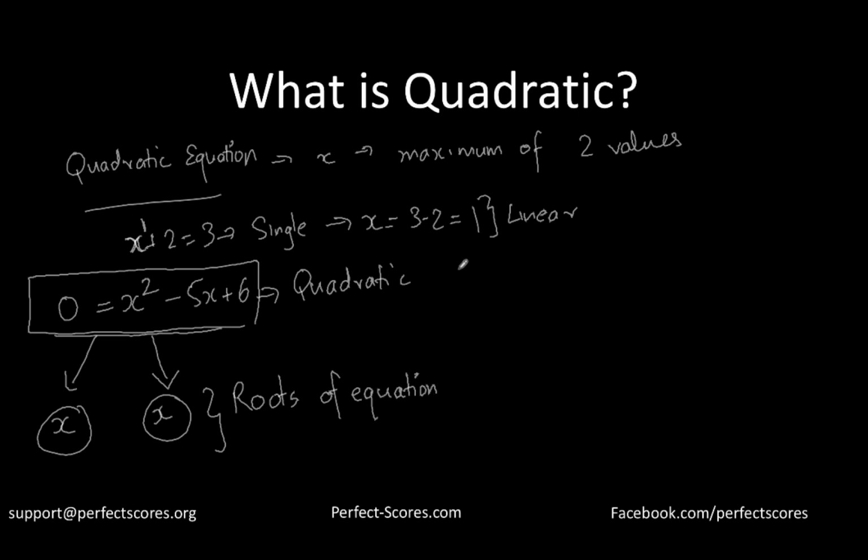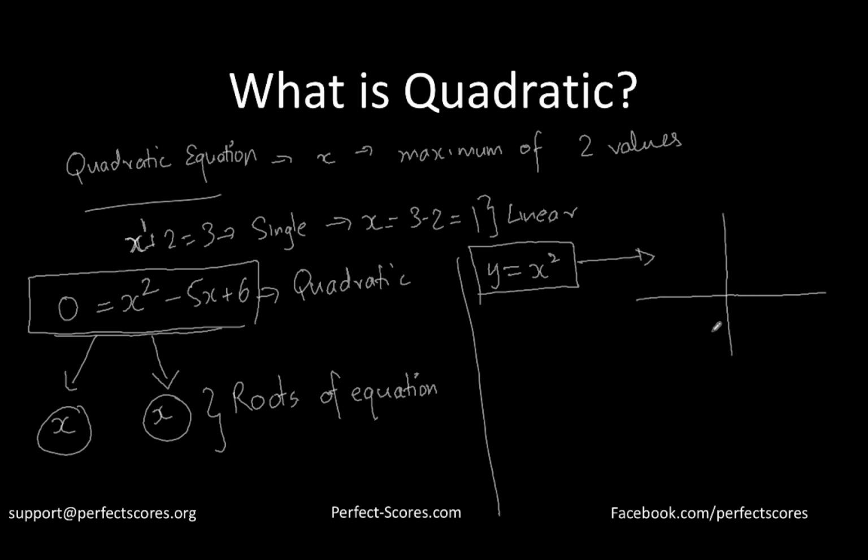Let's suppose y is equal to x squared. This is one of the simplest quadratic equations that you'll ever see. Graphically, when x is 0, y is 0. When x is 1, y is 1. When x is minus 1, y is 1. So if I connect all the dots, this is how y is equal to x squared looks, and this shape is known as a parabola.